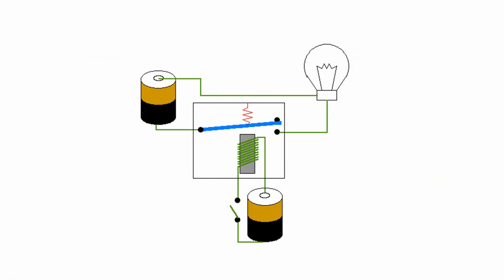Here we can see how a relay works. When the switch in the coil circuit connected to the bottom battery is open, the contacts in the light bulb circuit are spring-loaded to the open position. When the switch on the bottom of this picture is closed, the coil is energized, creating an electromagnet which overcomes the force of the spring and closes the contacts, allowing current to flow to the light bulb, turning it on.